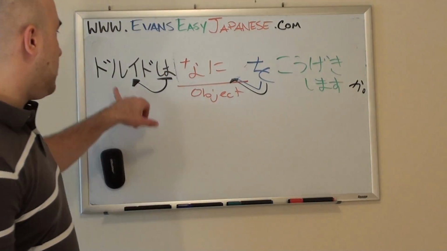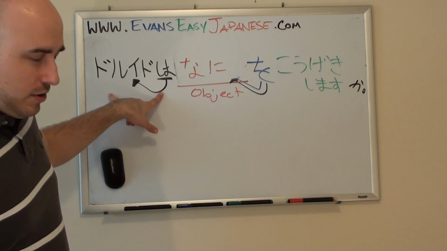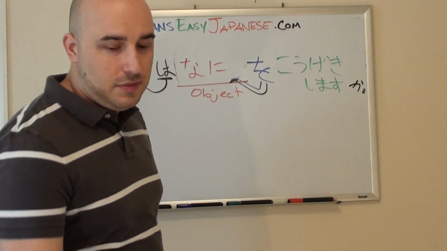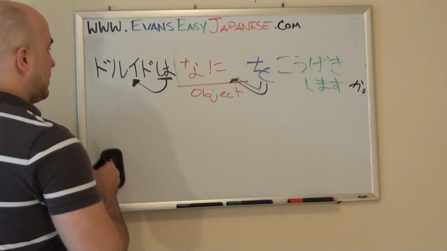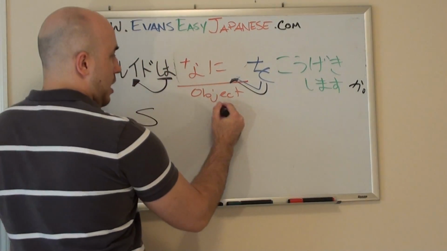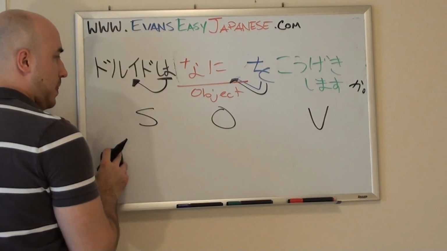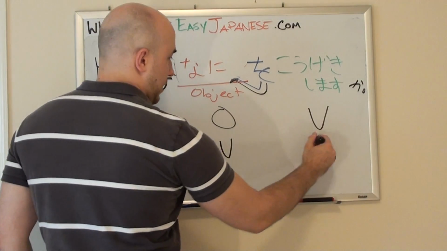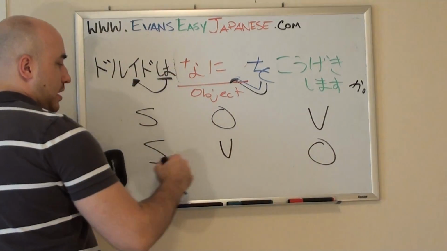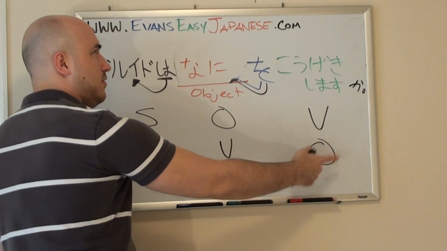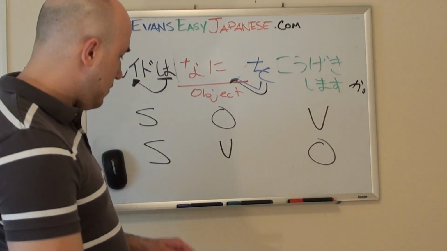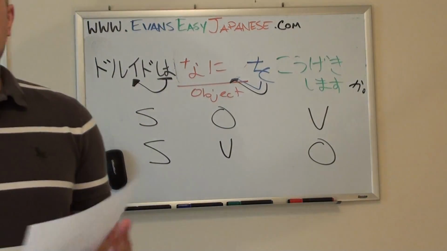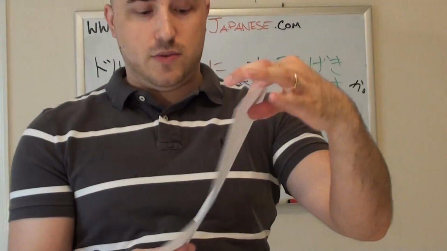Alright, sentence structure. Subjects generally come first. Objects come middle. Verbs come last. Japanese is a subject, object, verb language. And English is a subject, verb, object language. I eat chicken. I kill Vegeta. Okay? Just so that you're aware of that. I have some examples on the bottom of the sheet. Let's just go over those real quick.